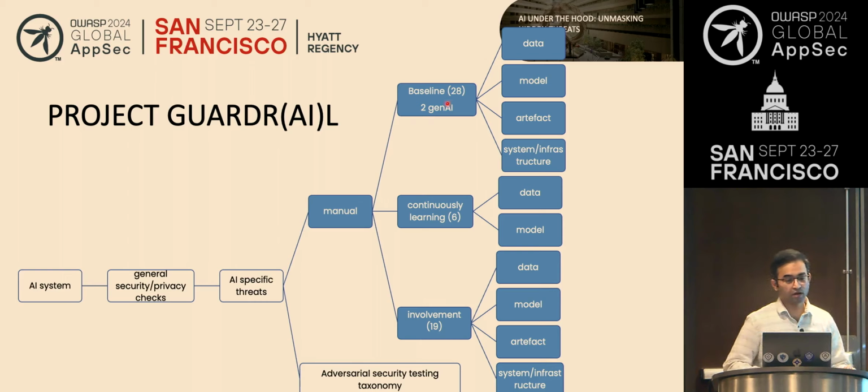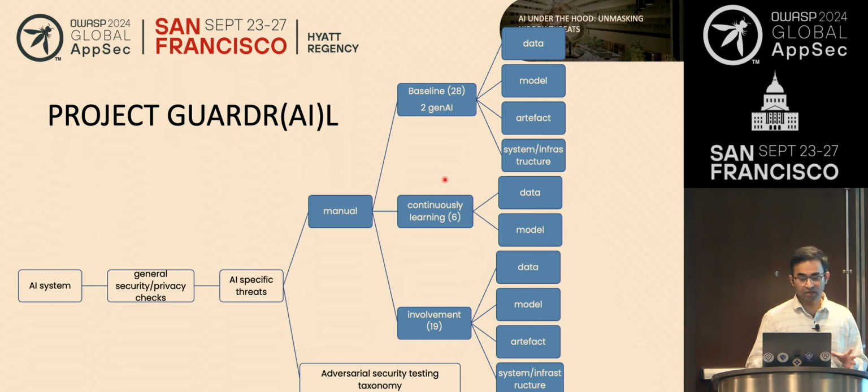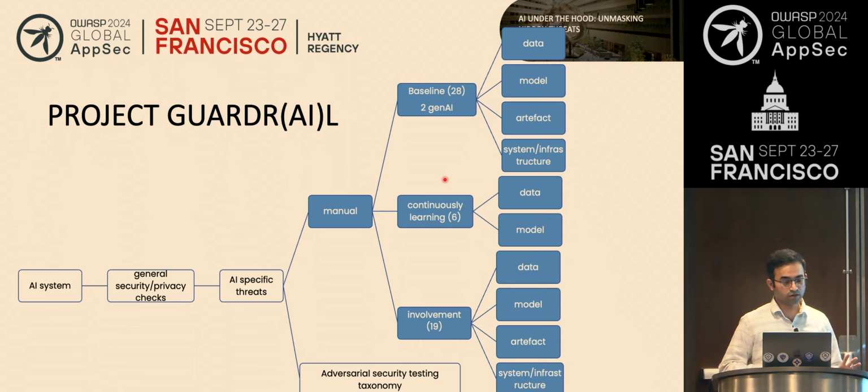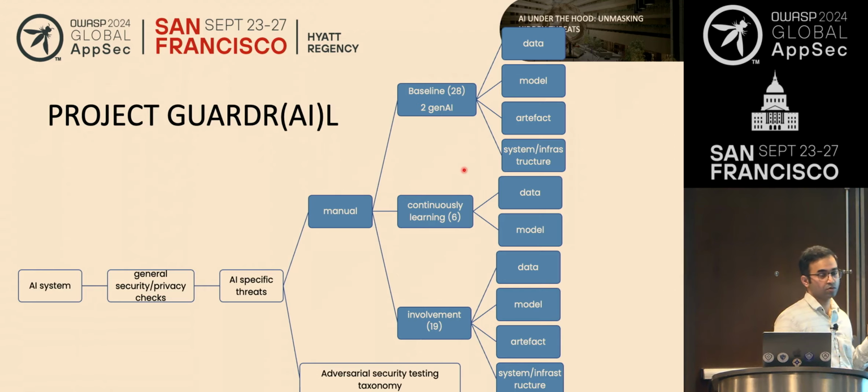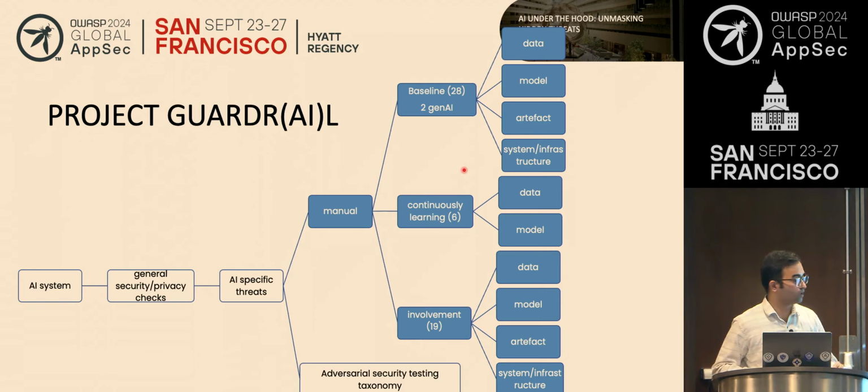So for example, if it's a baseline application, the threat could occur from the data modules, the model part, the artifact, which is the output, and/or the system infrastructure. So after doing this subdivision, we basically have a set of questions. And right now, Project Guardrail is open source, so you can have a look online on GitHub. I'll share the link later on in the presentation, wherein you can have a look at some of these questions.